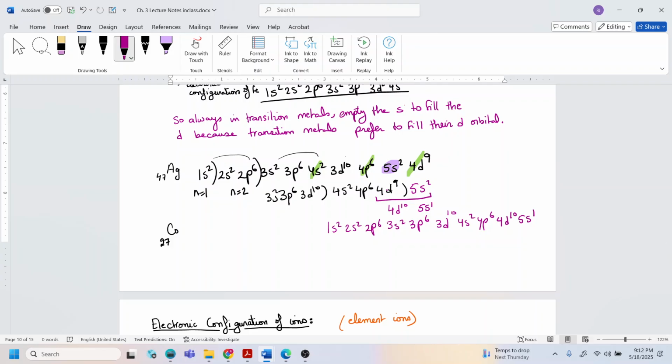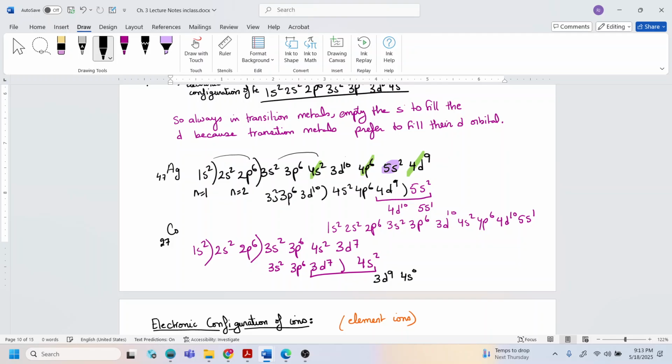Cobalt 27, that is 1s2, 2s2, 2p6, 3s2. So far I have 12 electrons, 3p6, 4s2, and the 3d7. Okay, so this is already arranged. We're going to put the n equal to 3 together, so it's 3s2, 3p6, and the 3d7, and then we have the 4s2. We can go ahead and empty the s and fill the d, so that will result in 3d9 and 4s0.